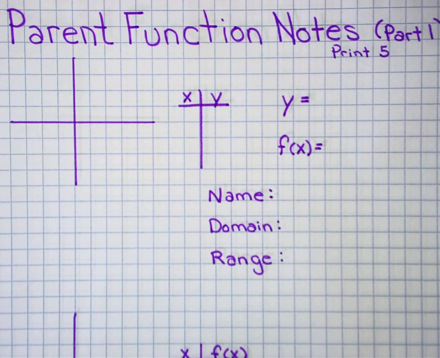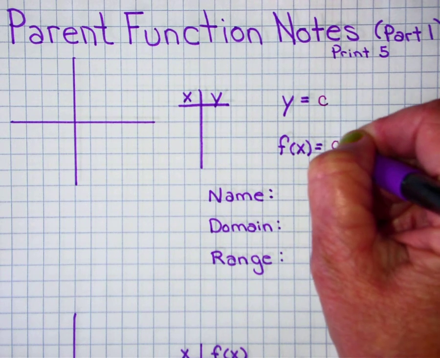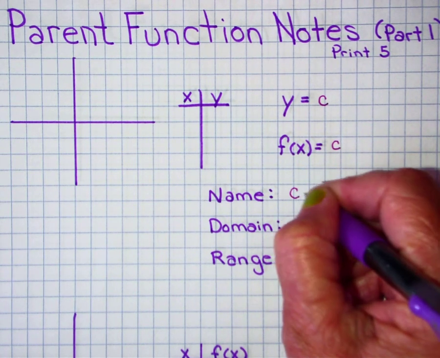A parent function is almost like a root word. It's a main idea, and you can translate it, you can transform it, you can move it, but the ideas of it and some of its shape will always remain. The first parent function that we look at is just c, y equals c. This is called a constant function.